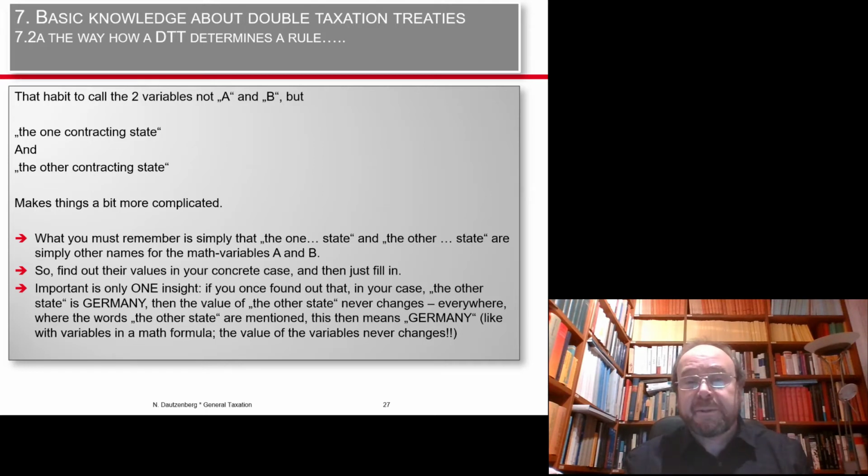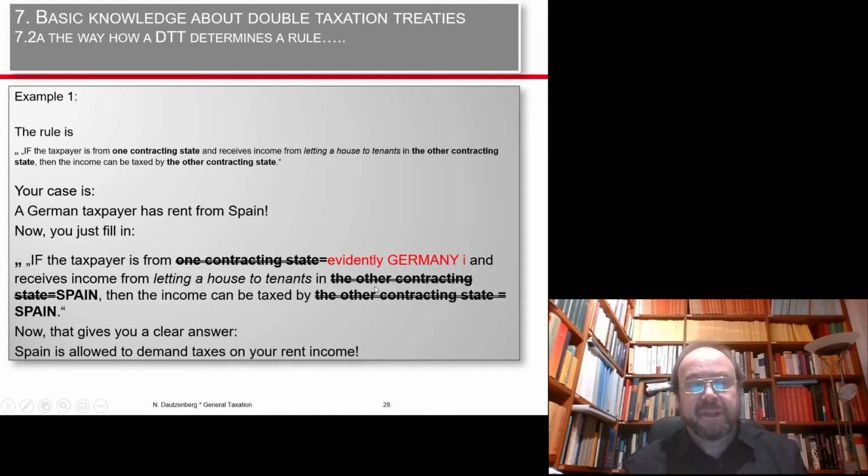They are variables and you just fill in, as we practiced just a minute ago. Now, when you read about the one state and the other state and then the other state can, and so on, you should not go mad but just find out what the one state is and the other state. So you fill in again.